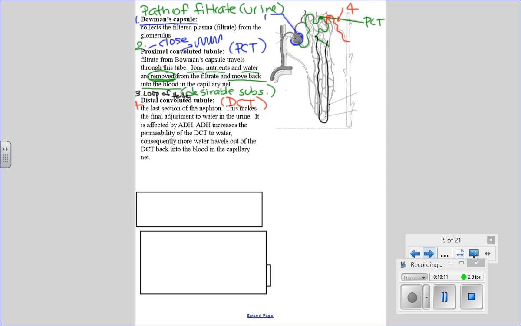Now this is the last section of the nephron before we're going to go into the spot where all of the urine is collected. It makes the final adjustment to water. So what we'll see is that this is a spot that a hormone called ADH has its role. Now this hormone increases the permeability of the distal convoluted tubule, so the DCT, to water, meaning that more water travels out, back into your blood, back into the capillary net.